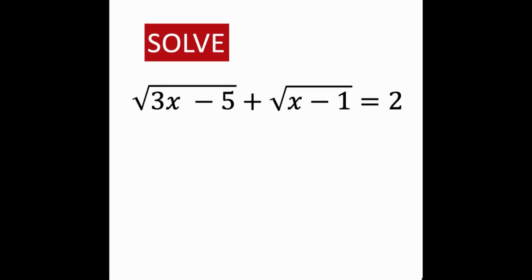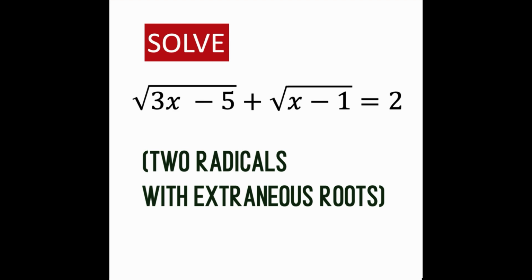Solve this radical equation. The square root of 3x minus 5 plus the square root of x minus 1 is equal to 2. This problem is considered hard because, number one, there are two radical expressions here. And number two, this is the type of radical equation that has extra root. So let's do this together.